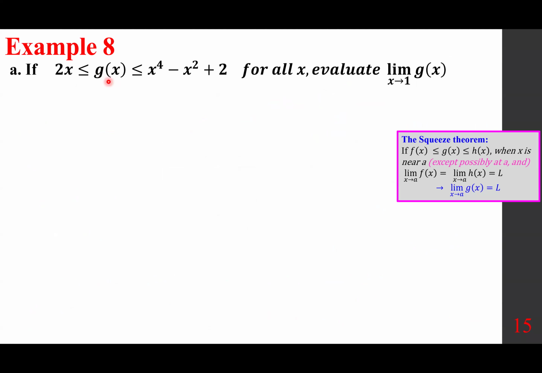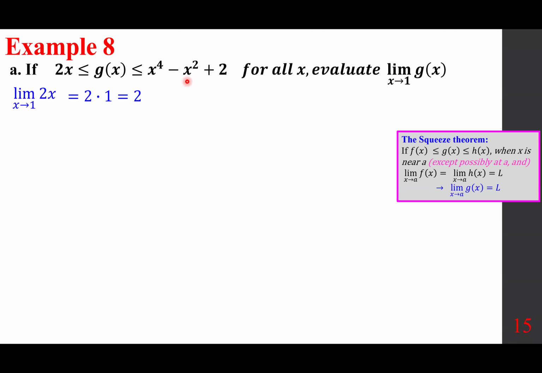If 2x is less than or equal to g of x, less than or equal to x to the power 4 minus x squared plus 2, for all x, evaluate the limit of g of x as x approaches 1. G of x is sandwiched between the two functions. We use the squeeze theorem. So we take the limit of 2x as x approaches 1. And so 2 times 1 is 2.